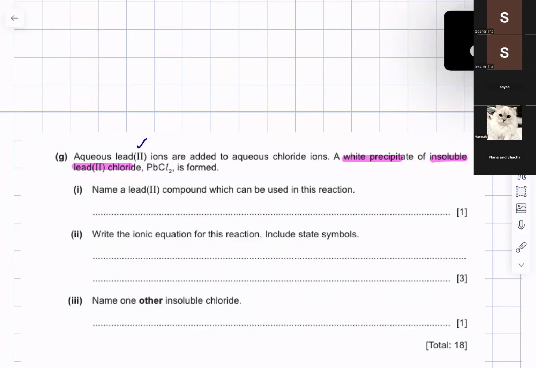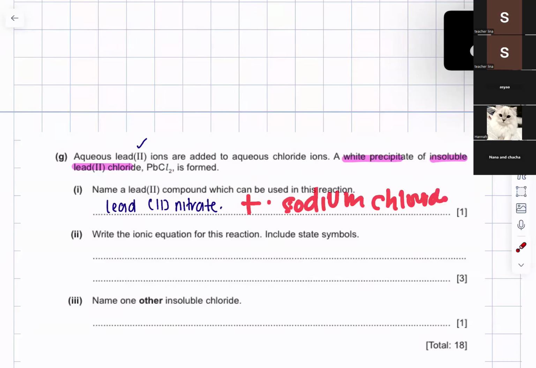So means that you can use lead-2 nitrate. So why lead-2 nitrate? Because nitrates are all soluble. This one, you want to say that the lead-2 compound is a soluble salt. Because lead-2 nitrate, you add with, like, sodium chloride. So lead-2 chloride, the white precipitate, and then sodium nitrate.